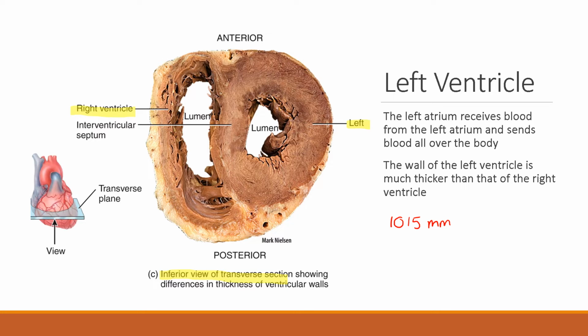Now, just like the right ventricle, the left ventricle contains trabeculae carneae and has chordae tendineae that anchor the cusps of the bicuspid valve to the papillary muscles. Now, blood passes from the left ventricle through the aortic valve, and then into the ascending aorta.